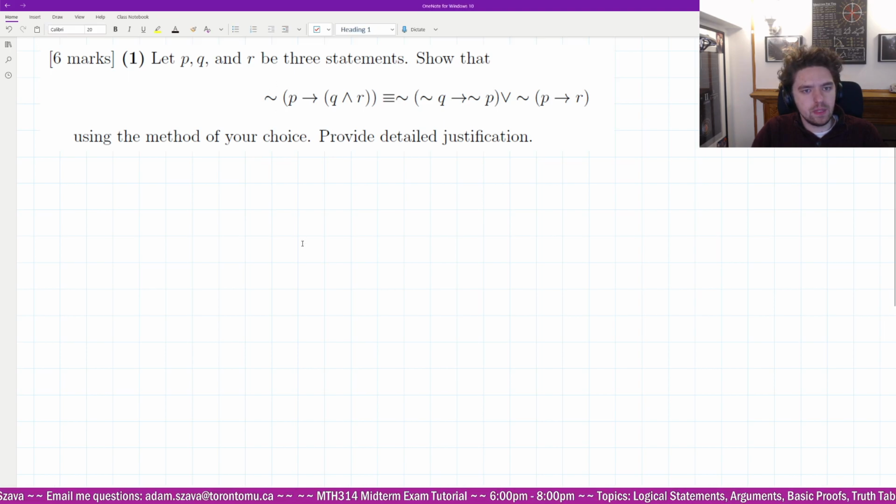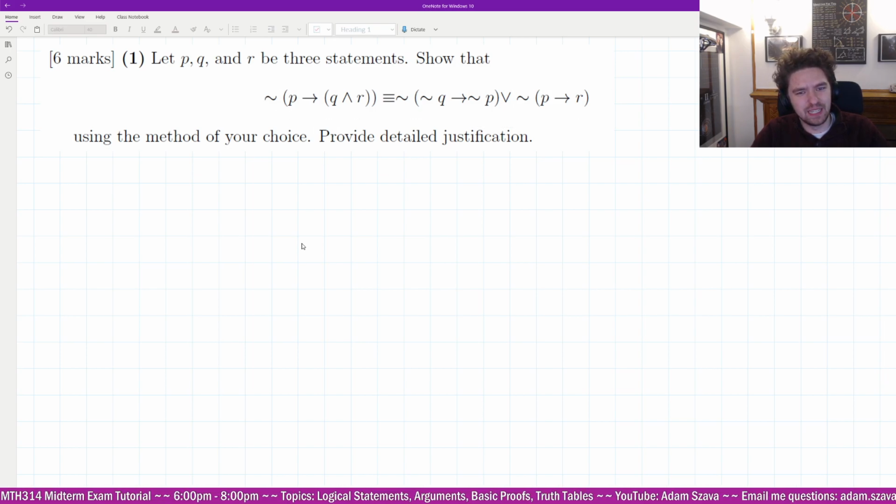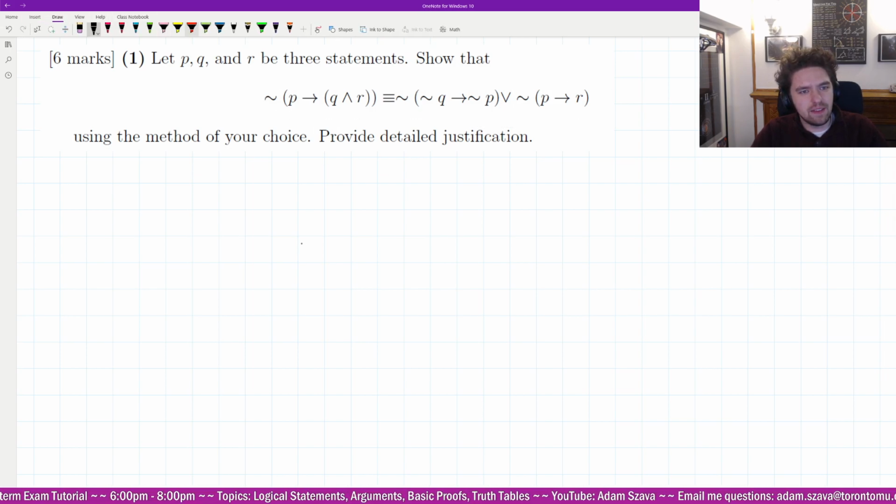Okay, so let's begin with this. It says let P, Q and R be 3 statements, just general statements. Show that, and then a bunch of symbols, right? So let's understand what the symbols mean. Basically, we have a left-hand side, which is some statement made up of P, Q, and R. And then we have a right-hand side, which is the same thing, a statement made up of a bunch of symbols.